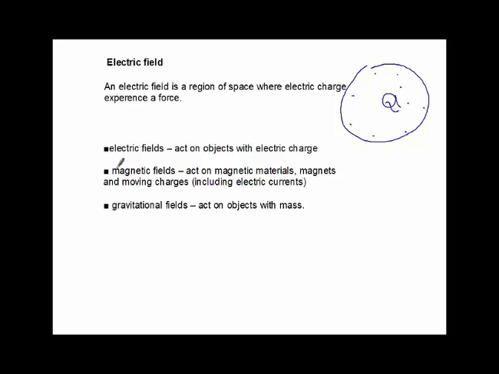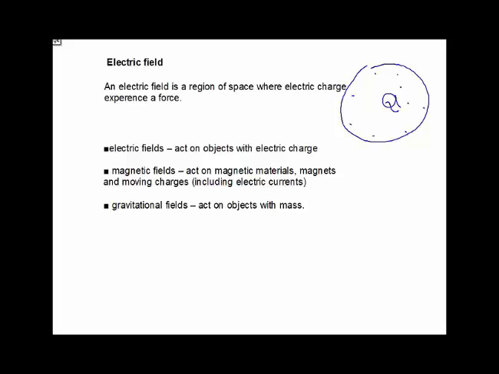Now, electric fields act on objects with electric charge. Whenever there is electric charge, there will be electric field, a space around it. As you saw before, or you are going to see, inshallah, magnetic fields act on magnetic materials or moving charges, and gravitational fields act on objects with mass.